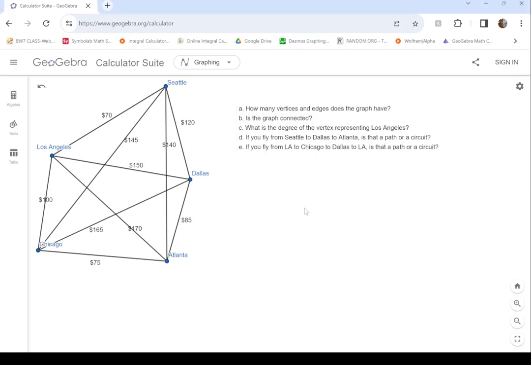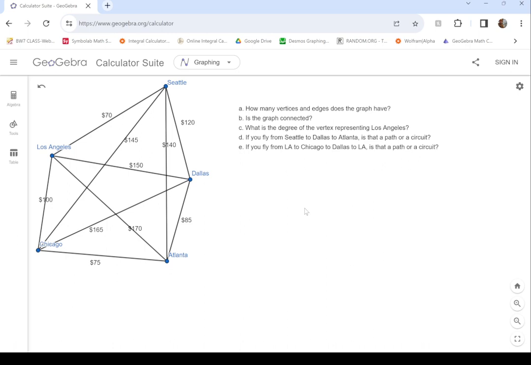Okay, so here we're gonna work through this example. What you see in front of you is a weighted graph, and weighted means that the edges of this graph have some kind of value. In this case, the value that you see is a dollar value. The dollar value represents the one-way airfare between the two cities.